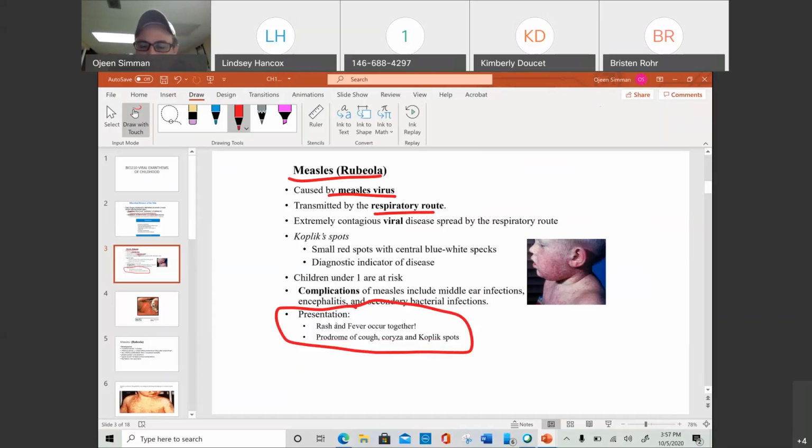Koplik spots are identified on a physical exam as small red spots with central blue-white specks. They are usually located inside the mouth on the buccal mucosa. The patient population at risk of getting measles is basically children under 1 year old. Now, measles can be a big deal if it's not treated because it can cause complications, which basically include middle ear infection or encephalitis.